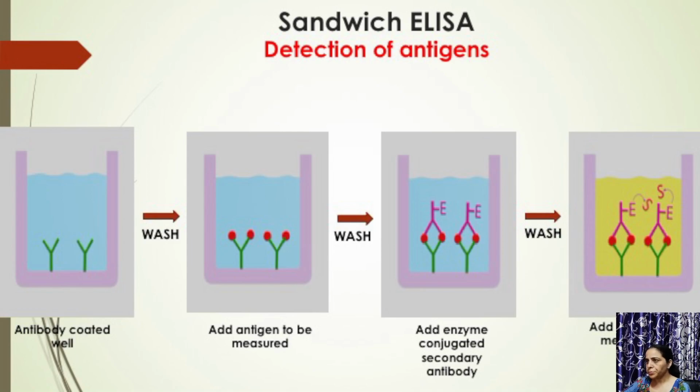So in the three techniques, that is the direct, indirect and the sandwich ELISA, the amount of the product present, or we can say the intensity of the color produced, is directly proportional to the amount of the antigen present or antibodies present.